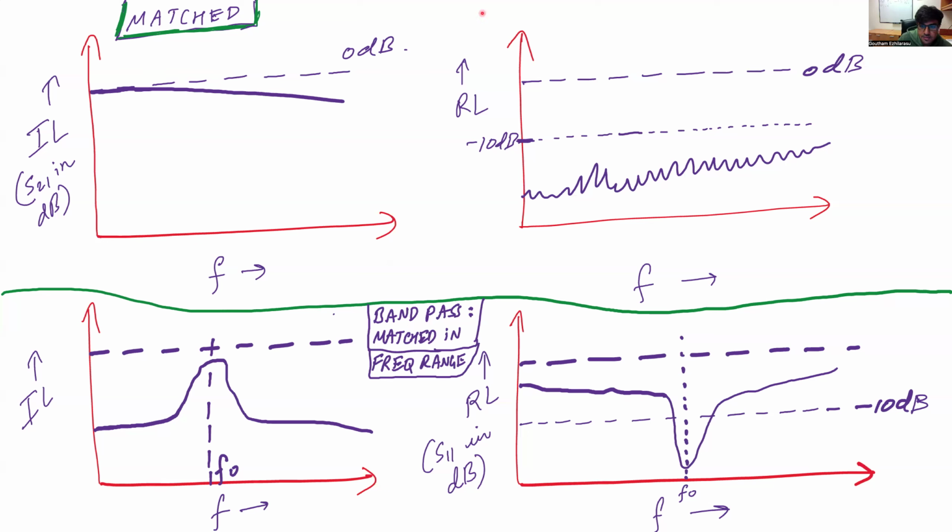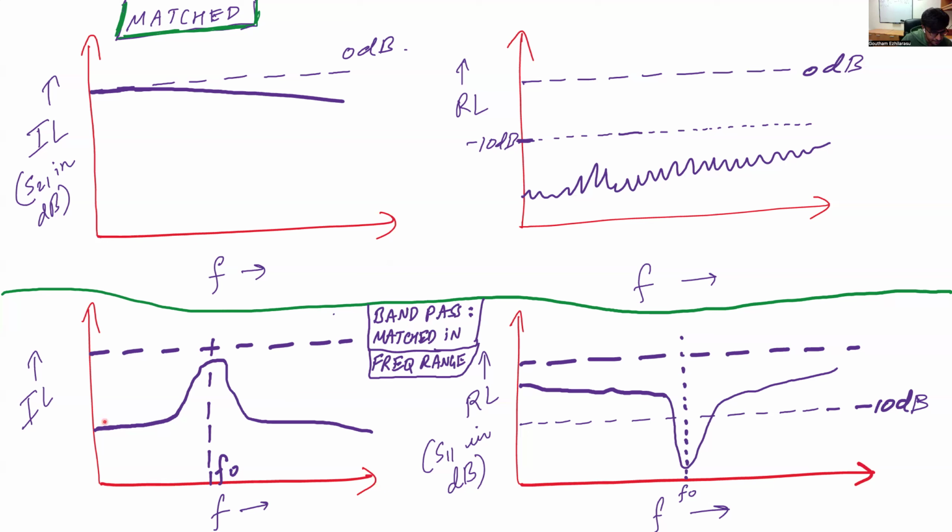So this is what happens when the link is perfectly matched. This is what the insertion loss and return loss would look like. Now let's imagine a situation where the insertion loss and the return loss have some frequency dependence. That is, they are matched only within a certain frequency range, but outside that range they are mismatched. So this is a band pass case. Imagine that they are matched at about a frequency f naught, and within a certain bandwidth about f naught they are perfectly matched, but anywhere beyond that bandwidth they are mismatched.